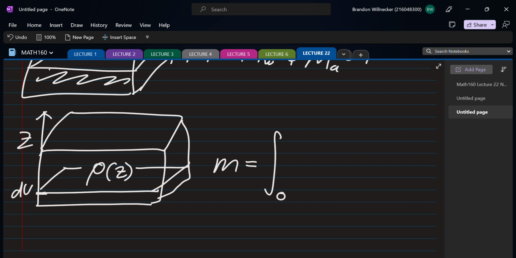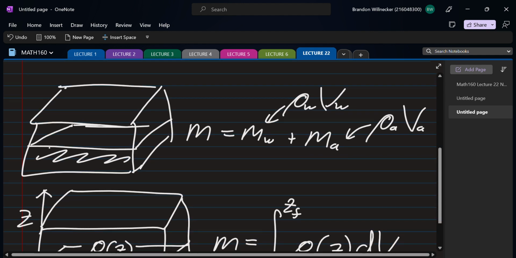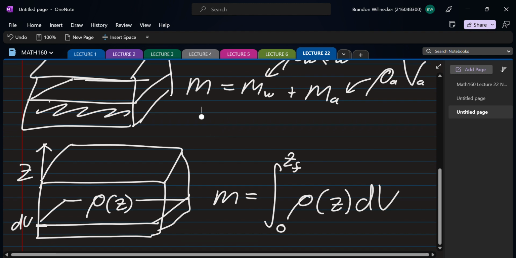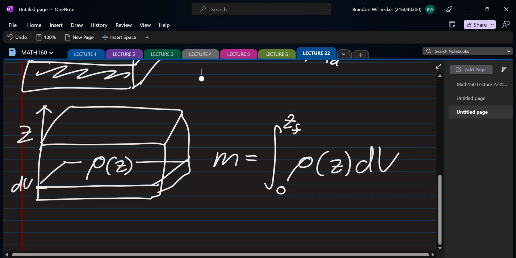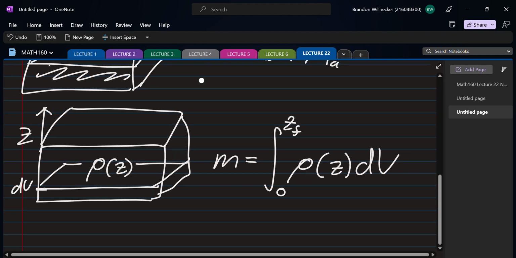So it will be the integral from 0 to some final z, rho of z dV. Very similar to what we had before. Instead of the sum of the masses, we now have an integral of infinitesimal masses given by rho dV. Any questions so far?